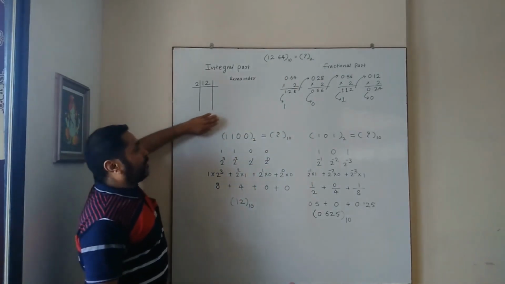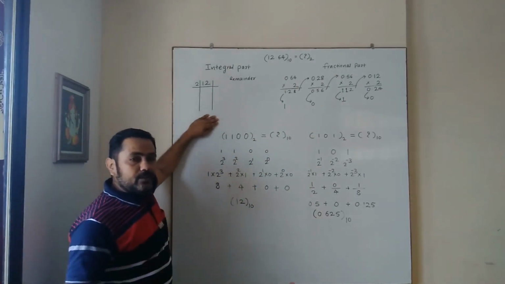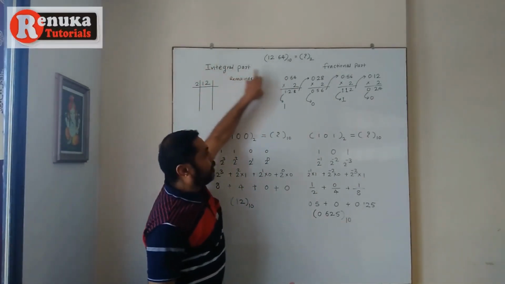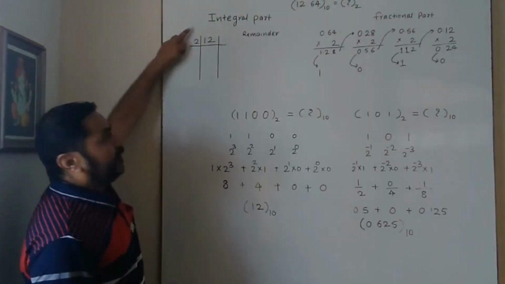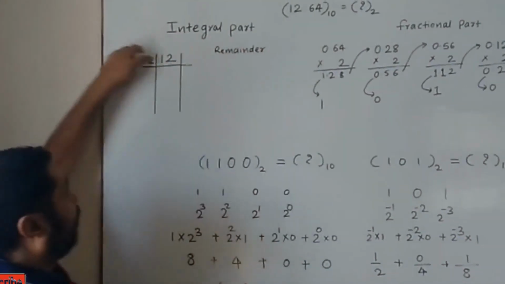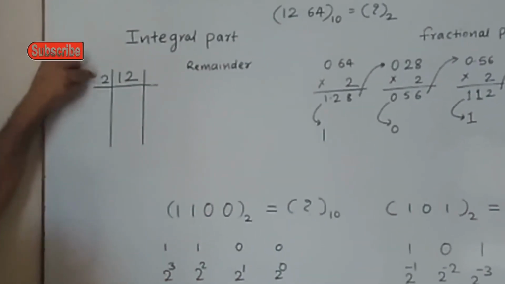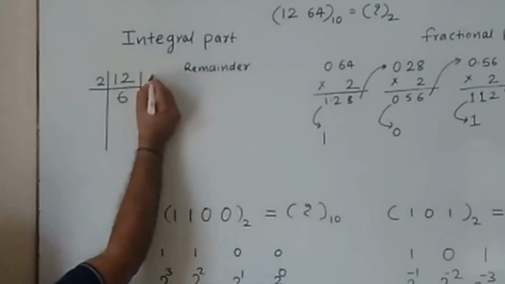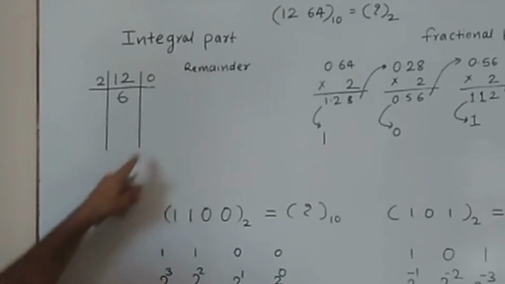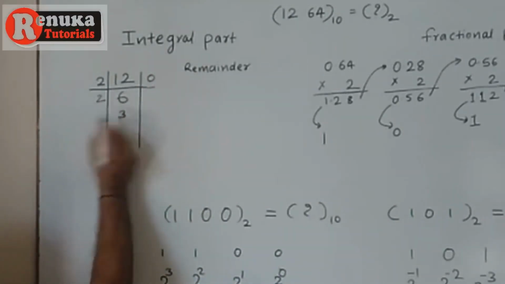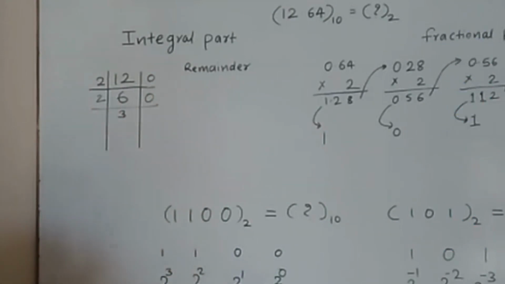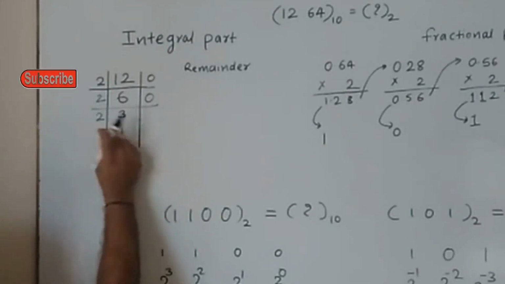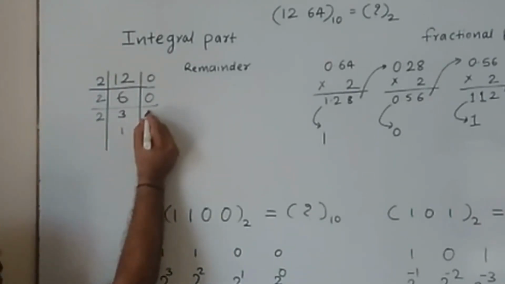In converting a decimal number to a binary number, we have to convert the integral part separately and the fractional part separately. For the integral part, let us take 12 and divide it by 2. 6 twos are 12, so the remainder is 0. The remainder has to be noted. Again divide by 2: 3 twos are 6, so again the remainder is 0. Again divide by 2: 1 two is 2, and the remainder here is 1.